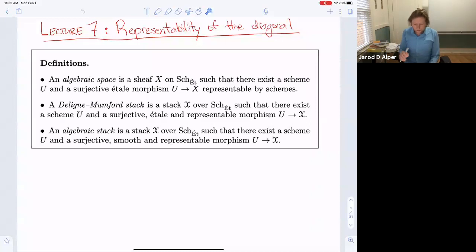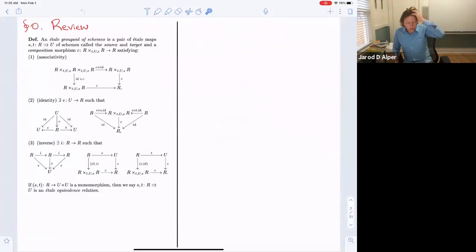Okay, so one of the key definitions we had last time was the notion of a tau groupoid and a tau equivalence relation. So I'm just going to remind you of the definition here, but not spend too much time on it. Basically, the data is you have two morphisms of schemes, S and T, thinking of them as the source and the target, and you think of R as a scheme of relations of U, telling you which points in U you want to identify. And so two points should be identified if there's an element of R such that the source is one and the target is the other.